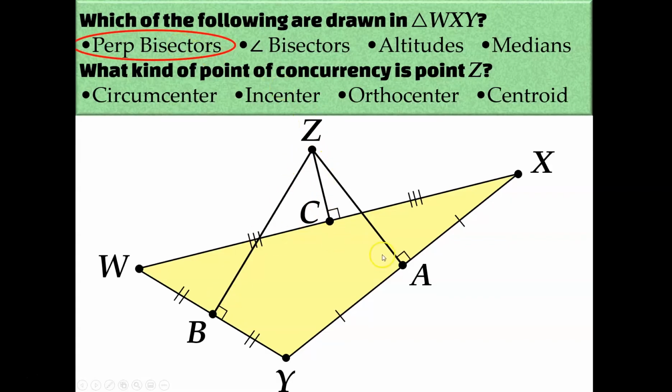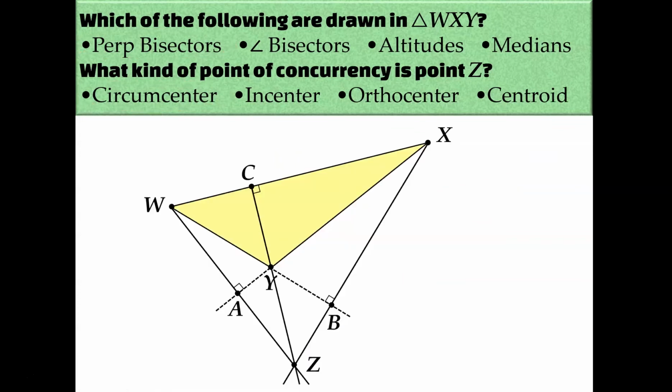All three of these perpendicular bisectors intersect at point Z. That point of concurrency would have to be called a circumcenter. And we learned that the circumcenter of a triangle is equidistant from the vertices, so the distance from W to Z, or Y to Z, or X to Z, all of them are the same length.